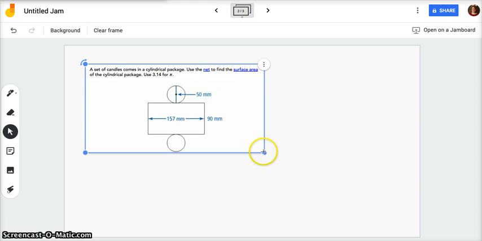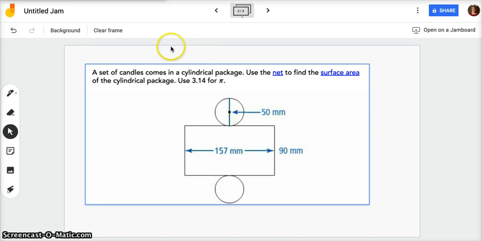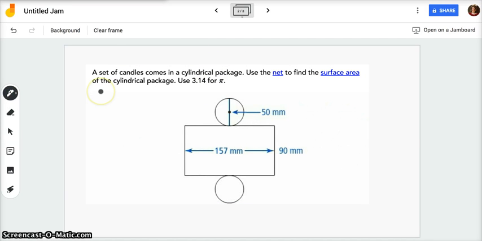Anytime you're working with these problems, you're always going to use 3.14 for pi unless they tell you otherwise. So that's something to get used to here. But you might be wondering how this is a cylinder. Well, if you were to unfold a cylinder and lay it completely flat, it would consist of the two circular bases and then the rectangular lateral surface area section.